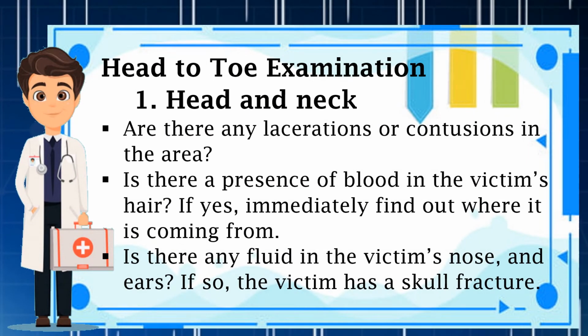For head to toe examination, number 1, head and neck. Are there any lacerations or contusions in the area? Is there a presence of blood in the victim's hair? If yes, immediately find out where it is coming from. Is there any fluid in the victim's nose and ears? If so, the victim has a skull fracture.